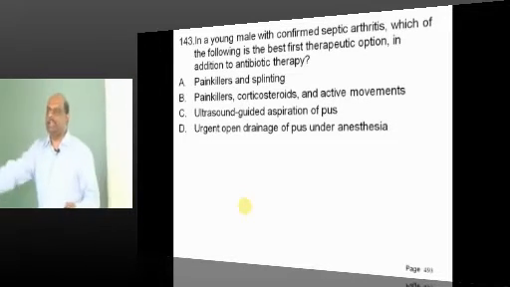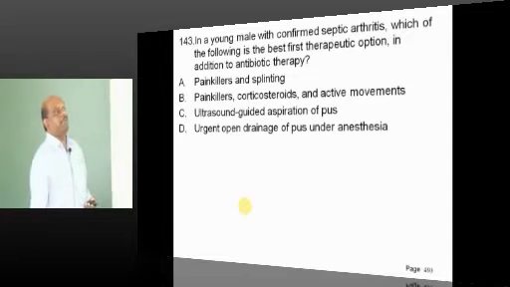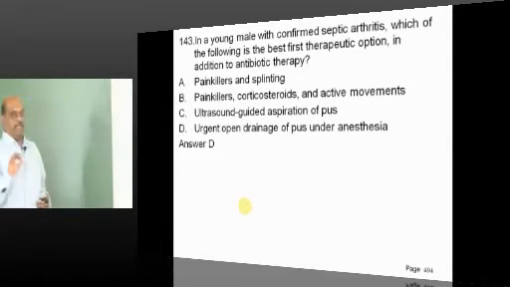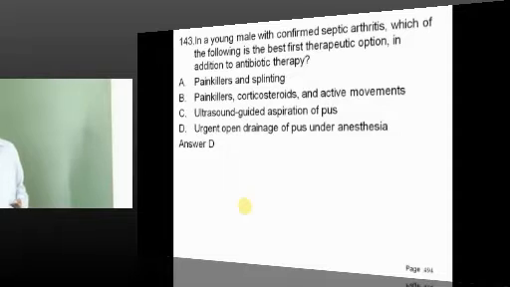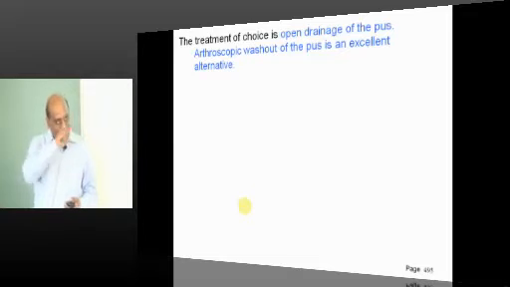Confirmed septic arthritis, how do you want to basically manage, doctor? What is the first therapeutic option? Urgent open drainage of the pus is the rule, under anesthesia. Sometimes in modern times you can also drain the pus arthroscopically.